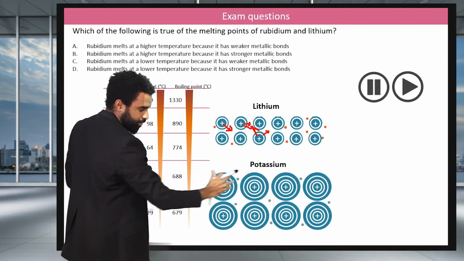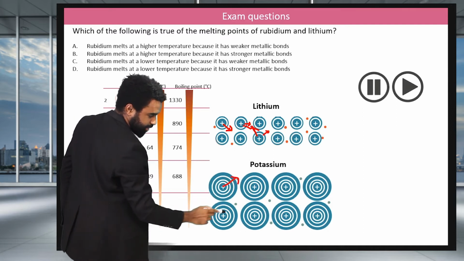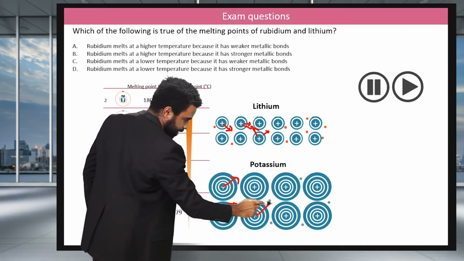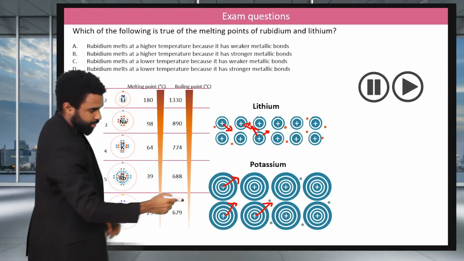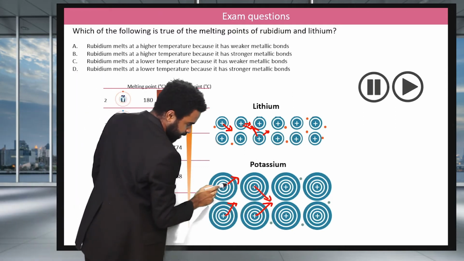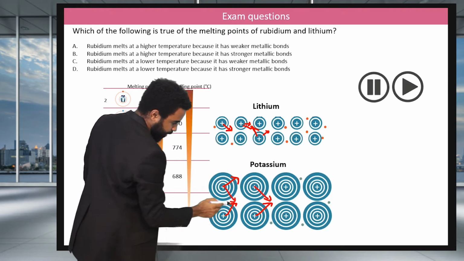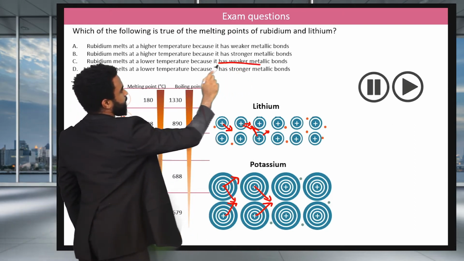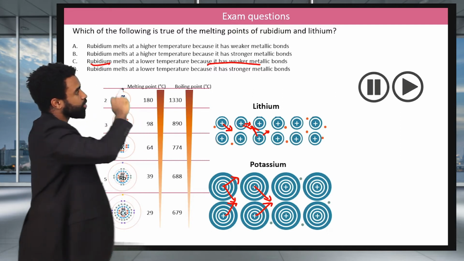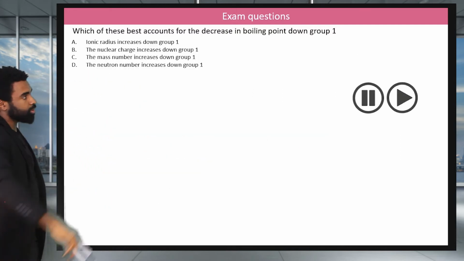Whereas here, we have a large ion, therefore the ability to reach across, or more formally, the charge density is reduced. So the mutual pull on these free electrons is reduced in the large atoms. So we end up with a weaker metallic bond in the larger rubidium. Okay, so there's a C for the answer.